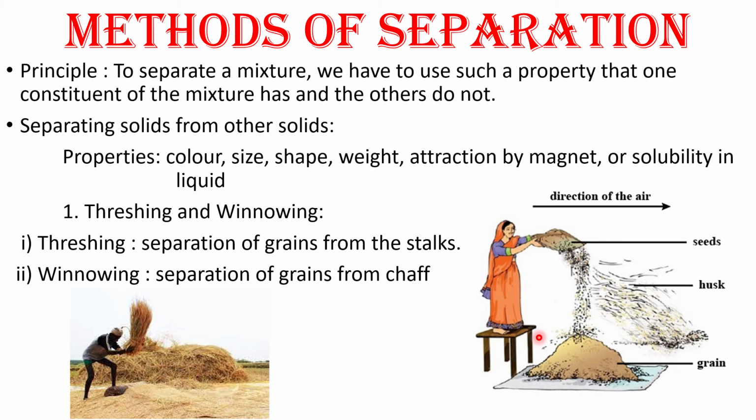So this process is known as winnowing. Which property did you use here? The property used here is weight. On the basis of weight, you separated the grain from chaff.